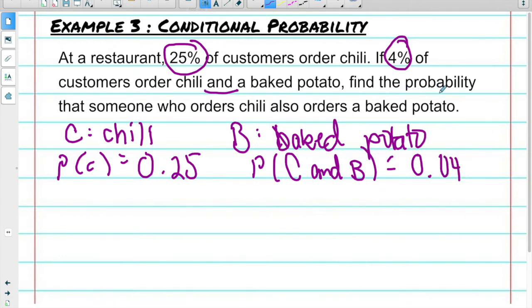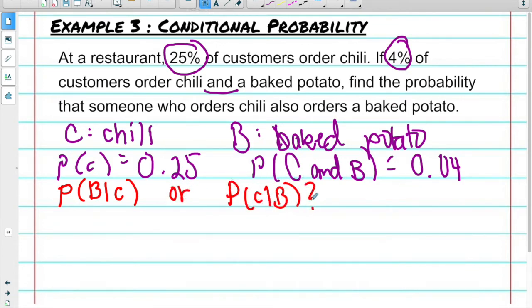And it's asking us to find the probability that someone who orders chili also orders a baked potato. So it's asking for conditional probability. We have a choice of if we want to find probability of B given C or the probability of C given B. But with the information we have, we're only going to be able to find one of them, okay? So the question of how do we know if we want to find B given C or C given B, we need to write out our formula, okay?